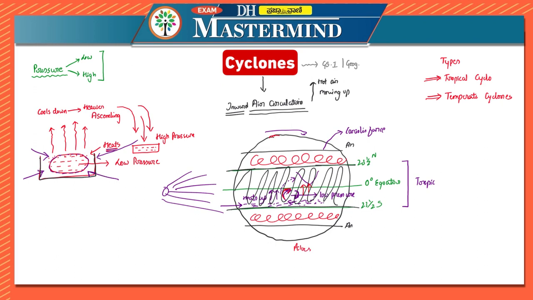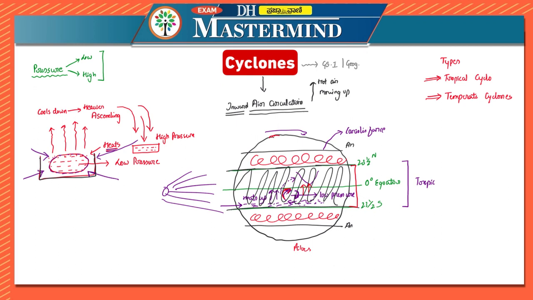So when the cyclones are caused in the tropical region, they are called tropical cyclones. When it is caused in the temperate regions, they are called temperate cyclones. It is also known as middle latitude cyclones, or wave cyclones. I hope the basics about cyclones are clear.